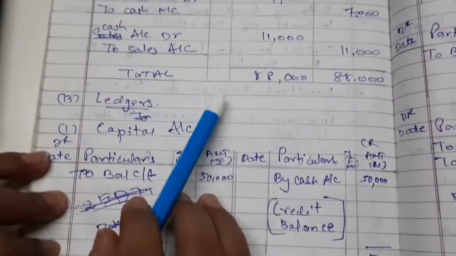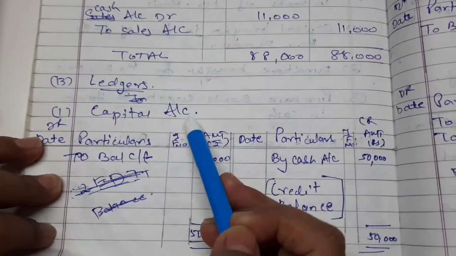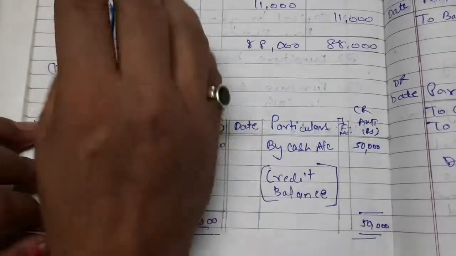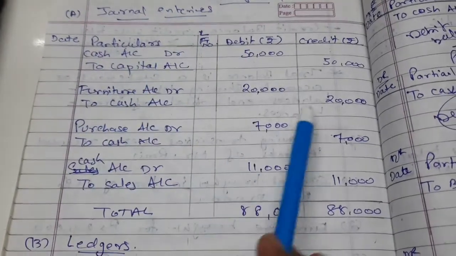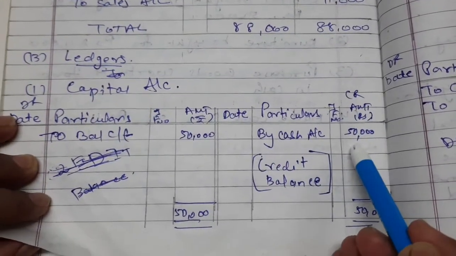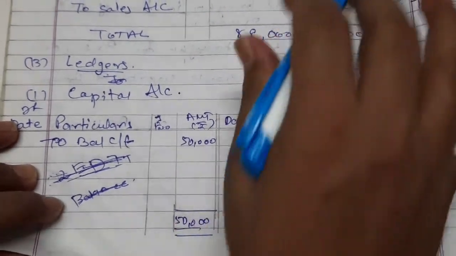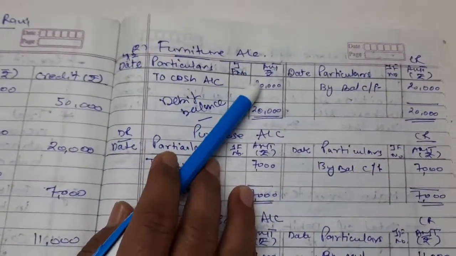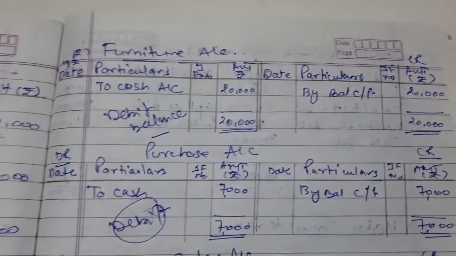So which all ledgers will come? First, capital account will come. So in capital account there is only a single entry, that is cash account debited to capital account 50,000. So in capital account on the credit side we will write by cash account 50,000 as we have learned in the last chapter.